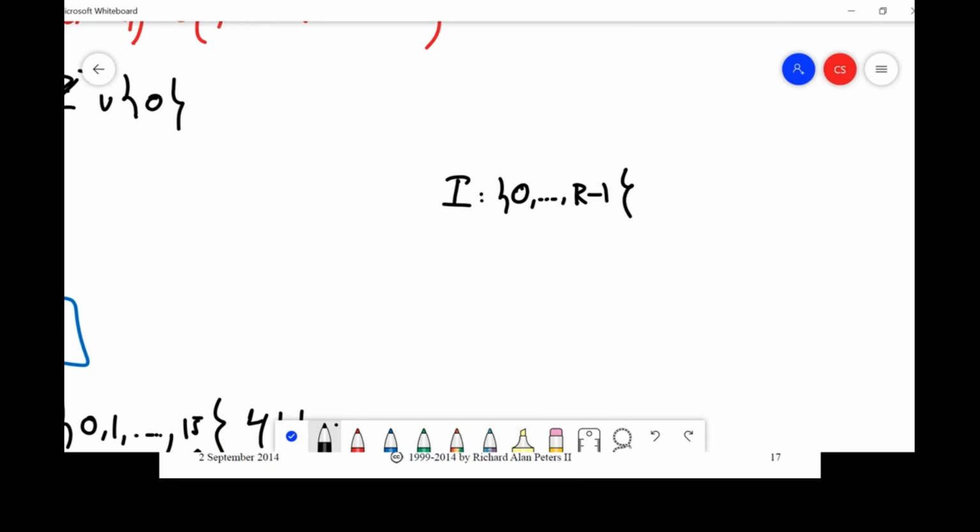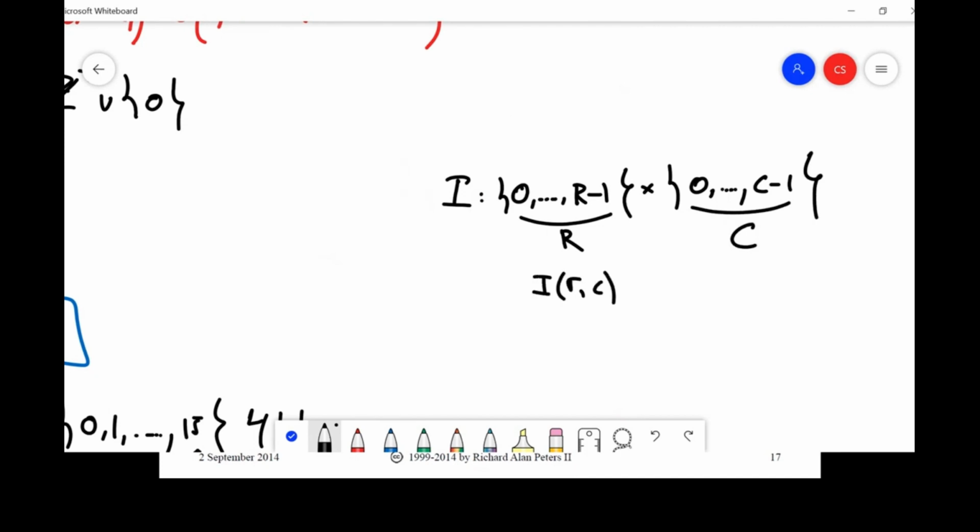If you count from 0 to r minus 1, there are r numbers, times something that goes to c minus 1. And here there are c numbers. So this is simply saying that r is going from 0 to r minus 1, and c is going from 0 to c minus 1.